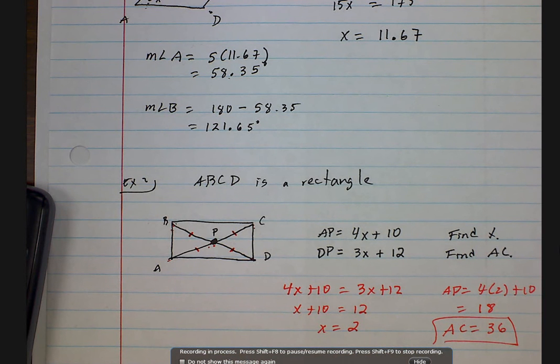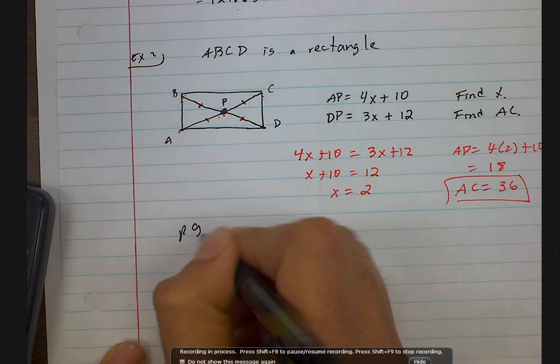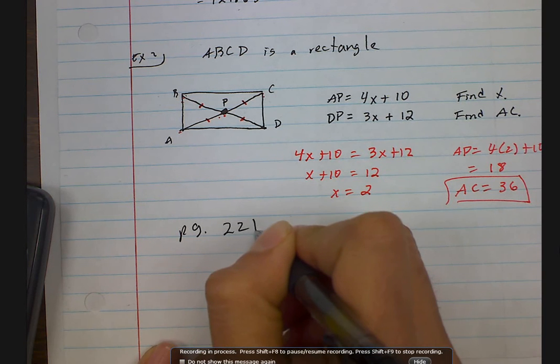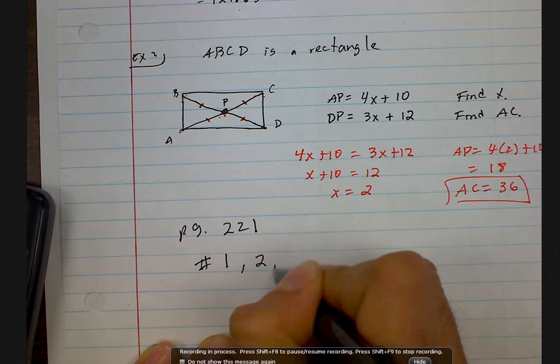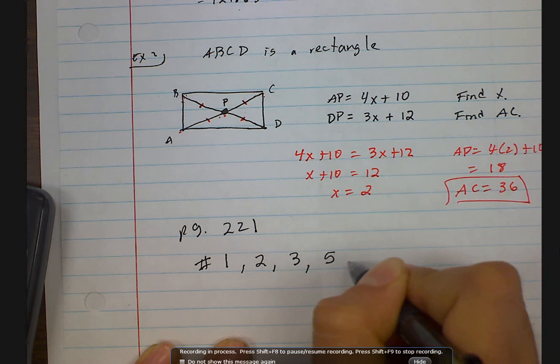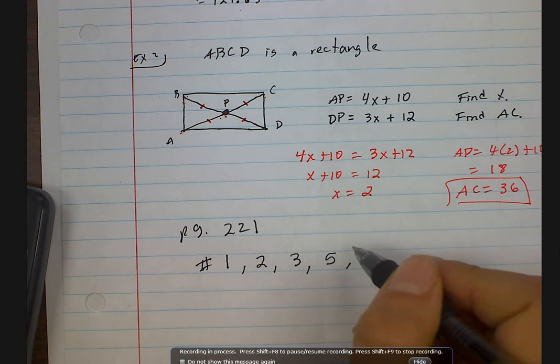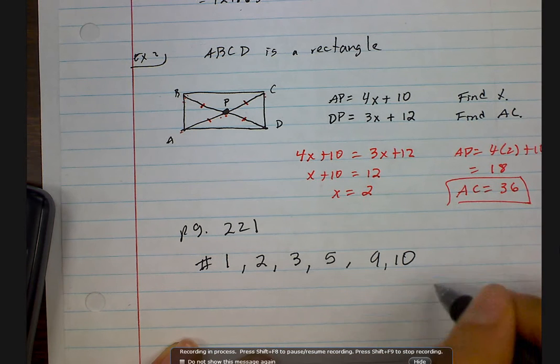All right, so let me give you the homework, in case you're not in class, so you can get it done. Your assignment is on page 221. You're going to do numbers 1, 2, 3, 5. What else? You're also going to do 9, 10. That's it. If you have questions, please come see me or send me an email.